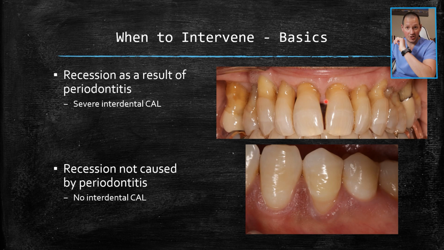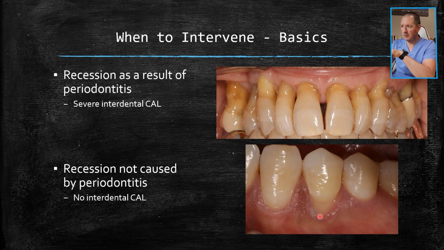Yes, this patient has recession. Yes, this patient is more likely to lose their teeth, but not due to the recession. It's due to the periodontitis. Contrast that to the bottom picture here, we see recession, right? But this recession wasn't caused by periodontitis. It was very likely caused by toothbrush abrasion.